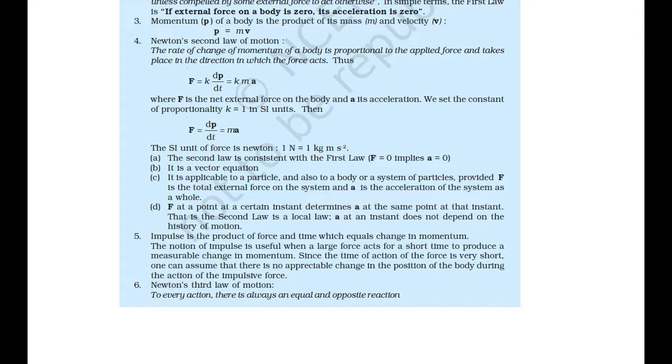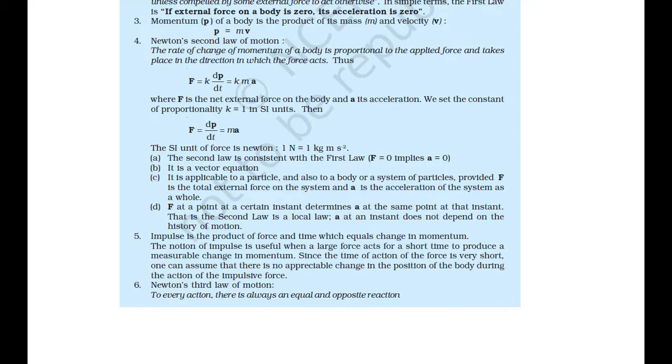Impulse is the product of force and time, which equals the change in momentum. The notion of impulse is useful when a large force acts for a short time to produce a measurable change in momentum. Since the time of action of the force is very short, one can assume that there is no appreciable change in the position of the body during the action of the impulsive force.